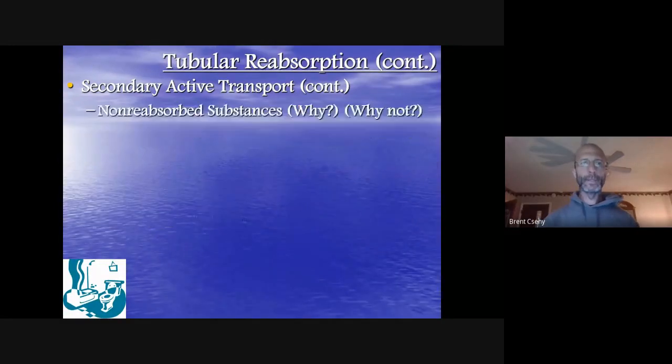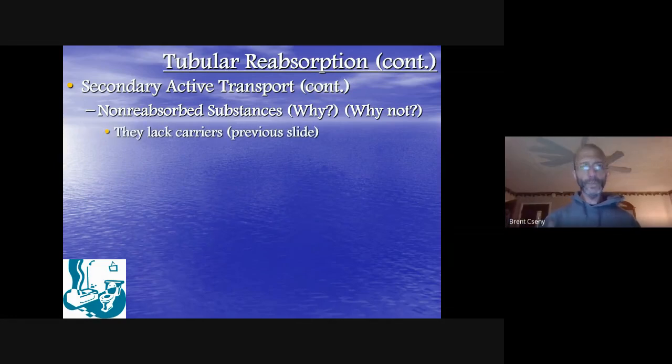Okay, so I already mentioned one of the reasons why things don't get absorbed is because of the maximum. There's not enough cars to move it across the membrane, which is what I said right there. They lack carriers. They're not lipid soluble. Remember, day one, phospholipid bilayer, phospholipid membrane. If things aren't lipid soluble, dissolvable, then they can't get through that membrane and they're not going to be able to transport through.